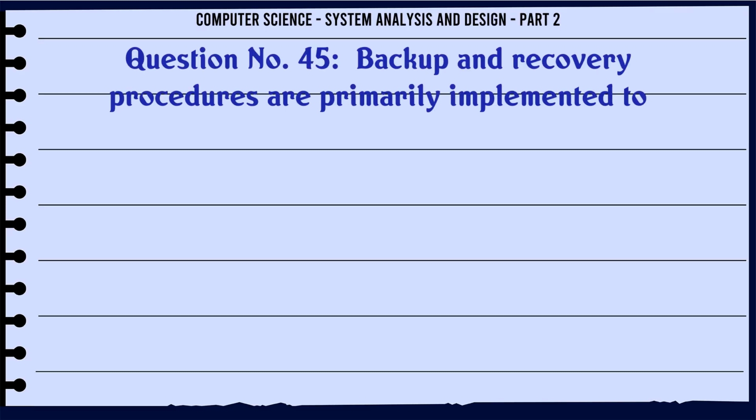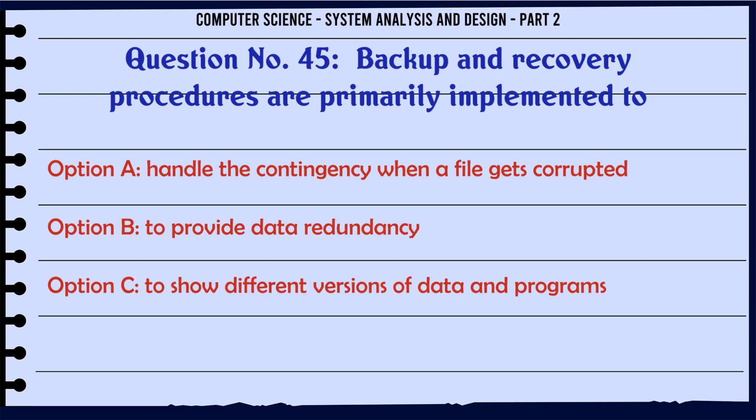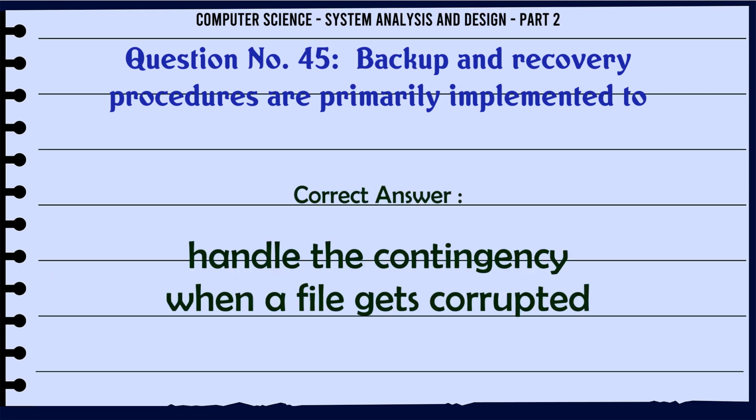Backup and recovery procedures are primarily implemented to A. Handle the contingency when a file gets corrupted, B. To provide data redundancy, C. To show different versions of data and programs, D. All of the above. The correct answer is handle the contingency when a file gets corrupted.